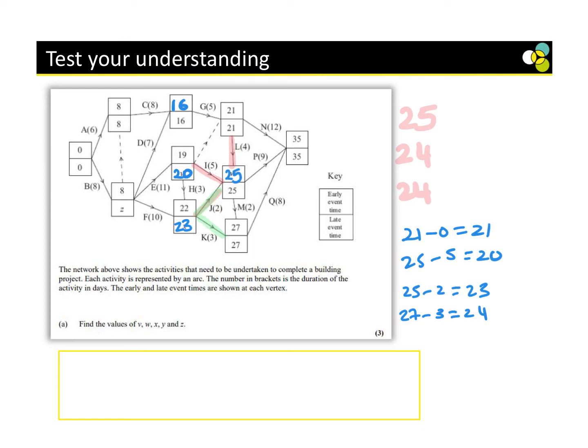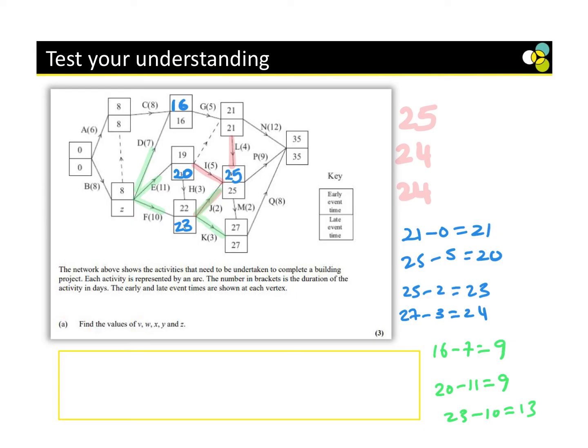Okay, we have one more to do. Brilliant. Okay, so this one we want Z. So what comes backwards into Z? D, E, F. Yes? So we're going to have 16 minus 7 is 9. 20 minus 11 is 9. 23 minus 10 is 13. The smallest one is 9.